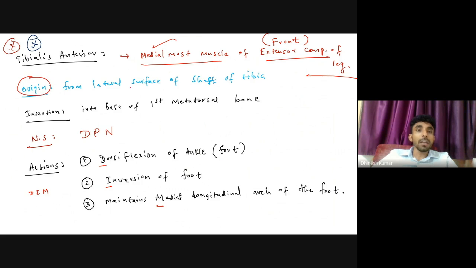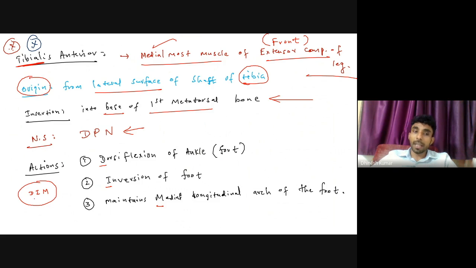So origin is from the tibia bone. Tibialis anterior arises from the lateral surface of the shaft of tibia. What about the insertion? Yes, it is inserted into the base of first metatarsal bone. And the nerve supply is by deep peroneal nerve.